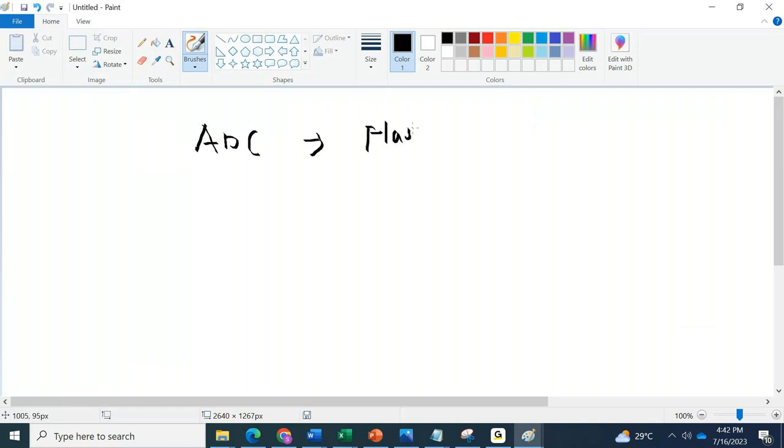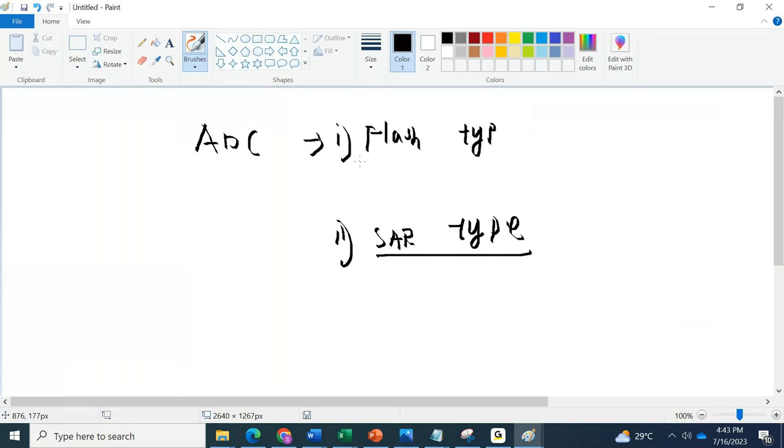I need some layout, so generally we will do the successive approximation ADC type. So this we cannot share directly. Demo means you will get at least you can share.